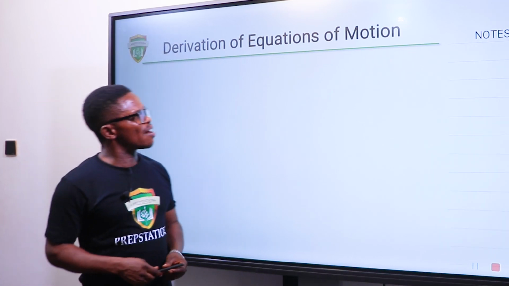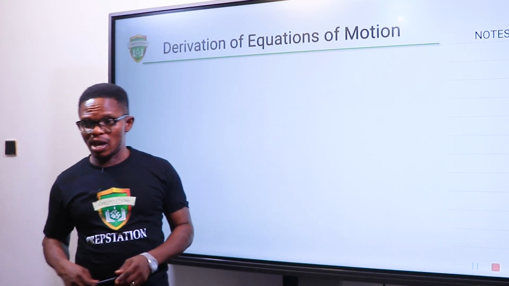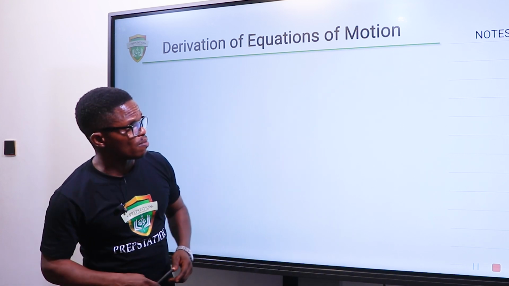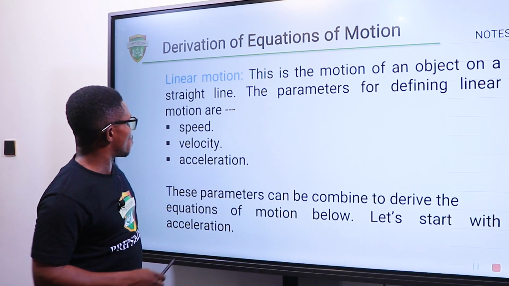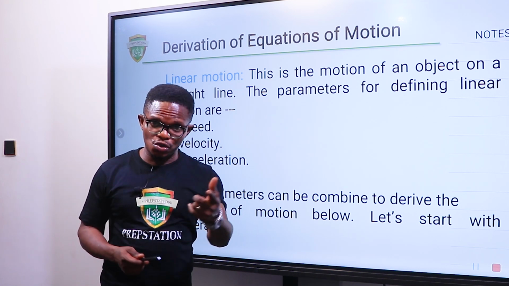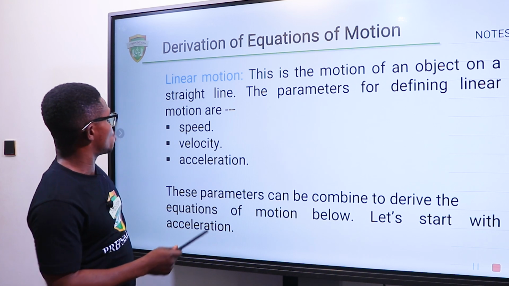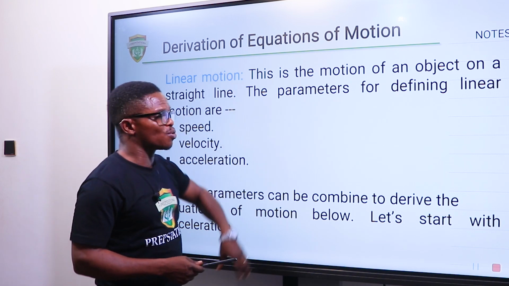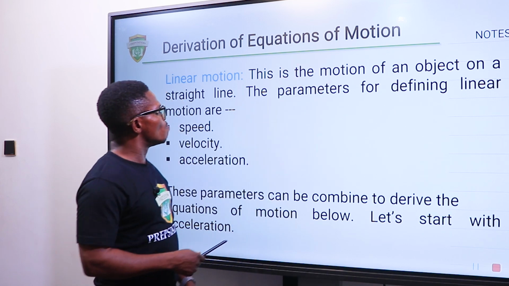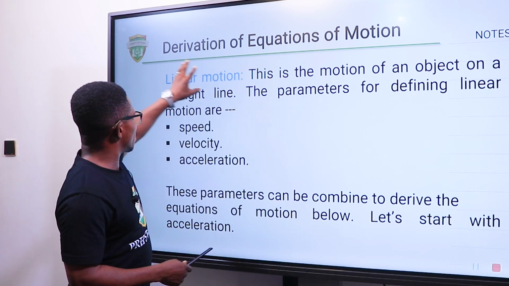Now, let's go to derivation of the equations of motion. We actually have four basic equations for solving problems in motion. They're just four, and we can easily derive them here, because sometimes WAEC will ask you to do that. So let me quickly show you how to do that. And what I want to derive here is strictly for linear accelerated motion. Now, this is the motion of an object on a straight line.